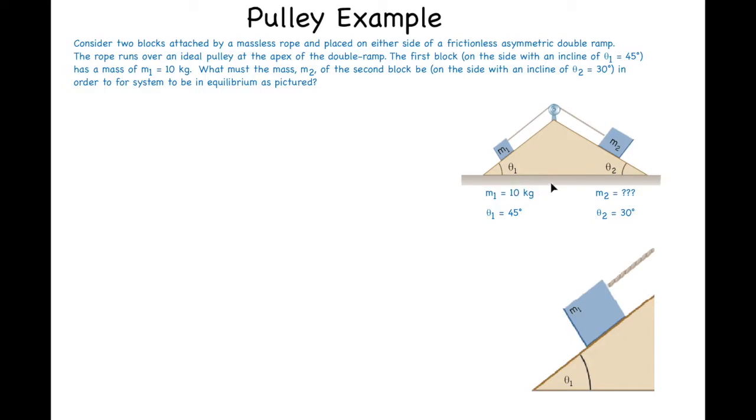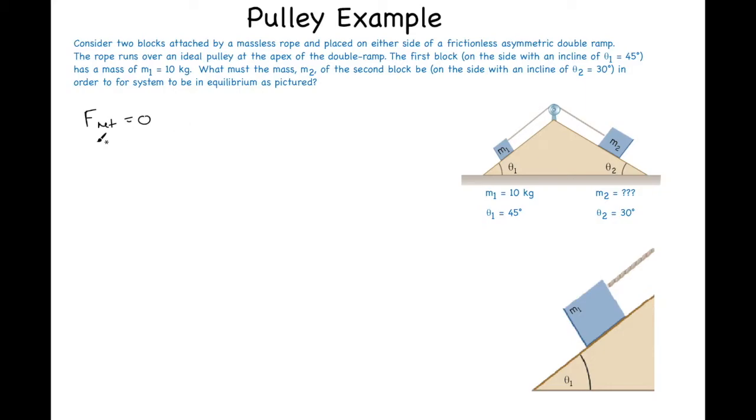Mass 1 is known, it's 10 kilograms, and we want to find mass 2 such that the two masses balance on this frictionless ramp, and there is no motion. All right. So because we are looking for a situation where there's no motion, we're looking for an equilibrium situation, which means that we're looking to find the net force equal to 0, right?